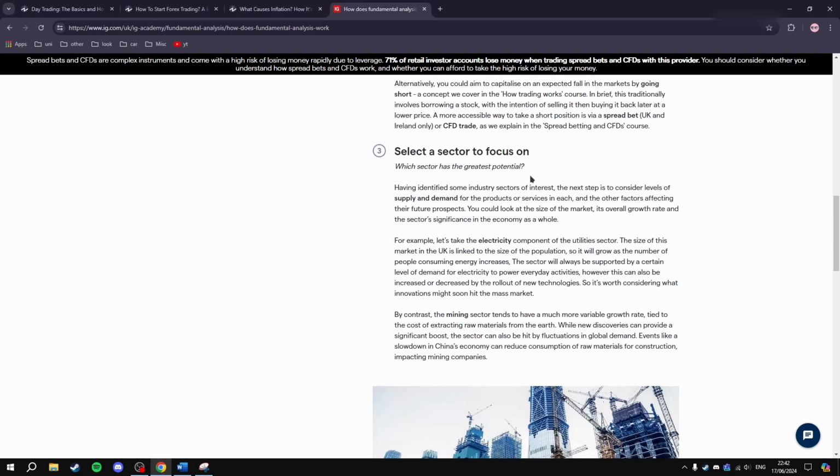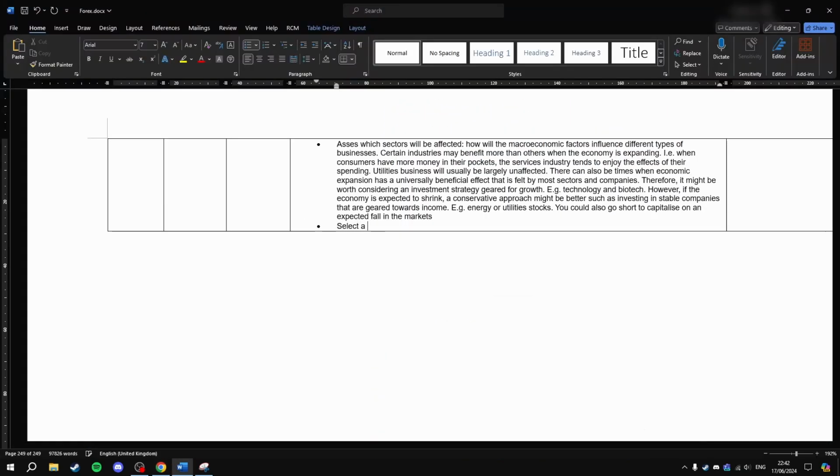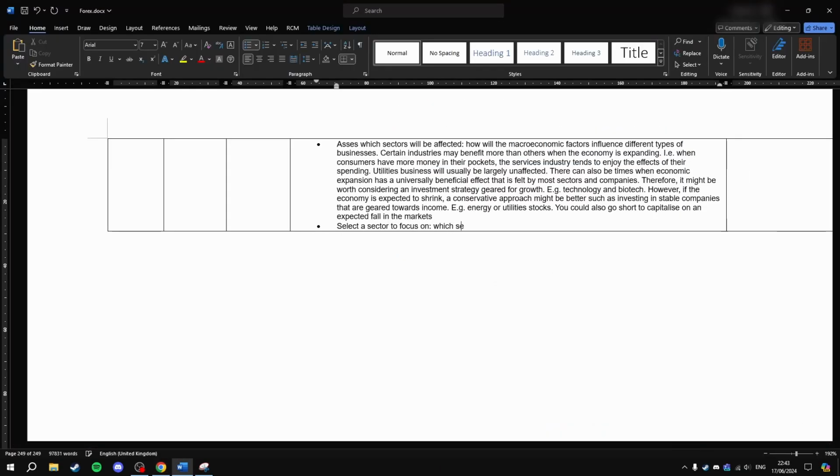Select a sector to focus on. Which sector has the greatest potential?